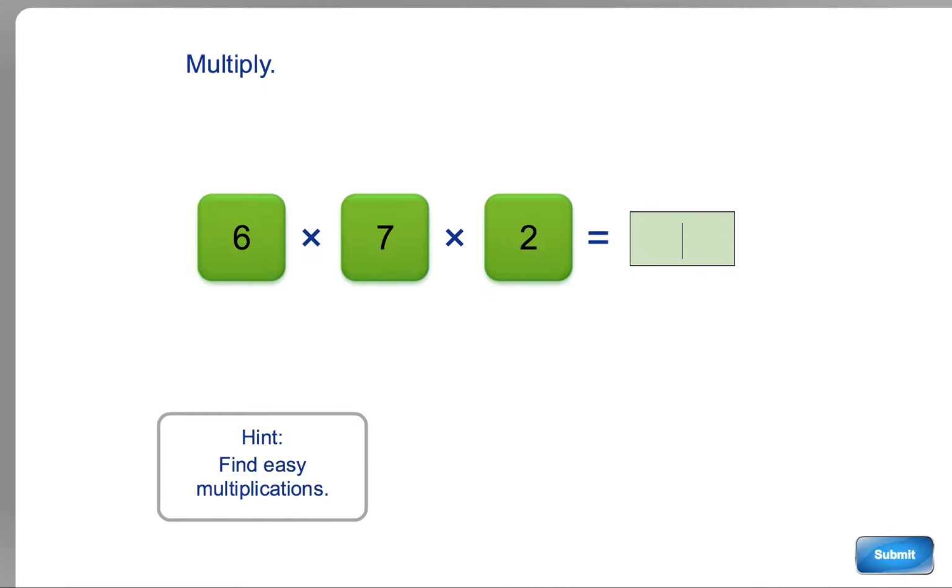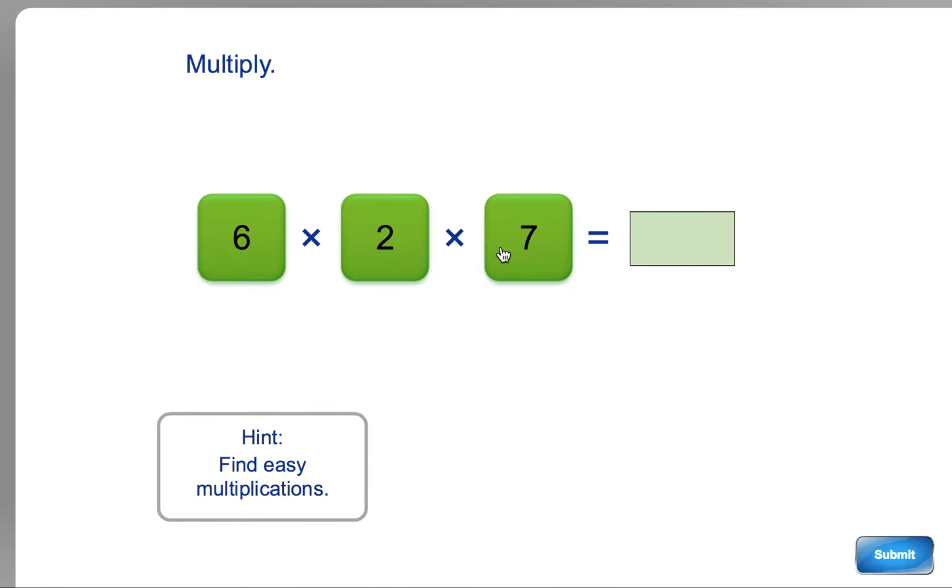Let's see if they get harder here. Here's a good example. I would always say with this one, do the 2 last. The reason is because if you do 2 times 6 is 12, then you've got to do 12 times 7. And that's a tricky times table because it's not on your times table grid. Or if you did 2 times 7 first, let's just move that one over there.